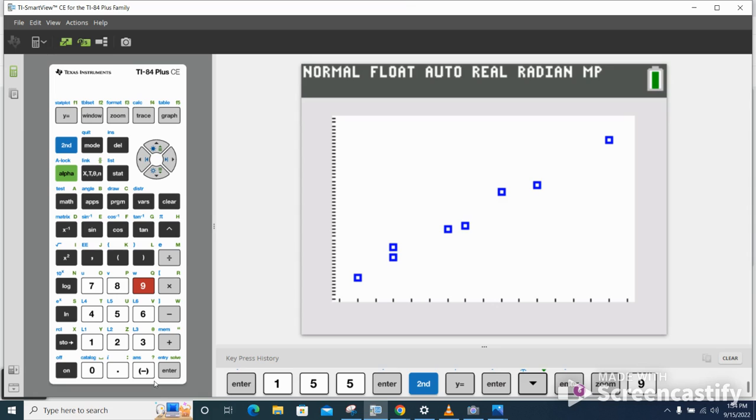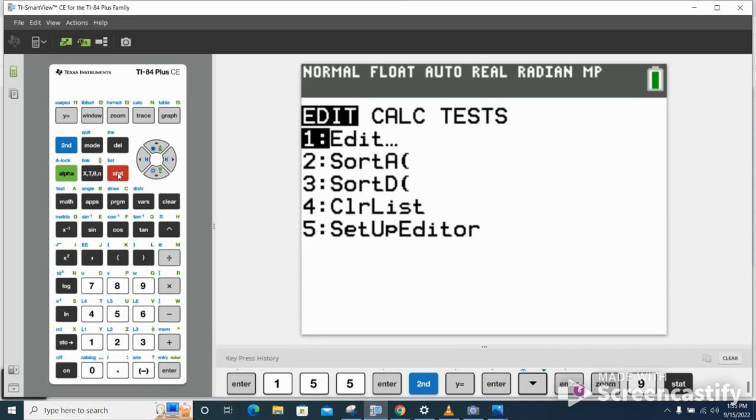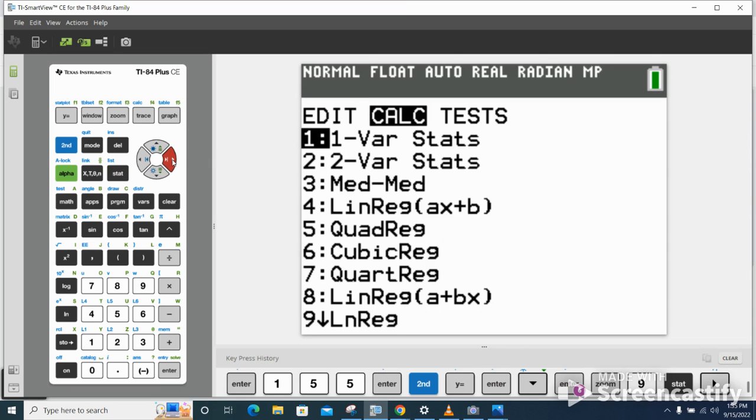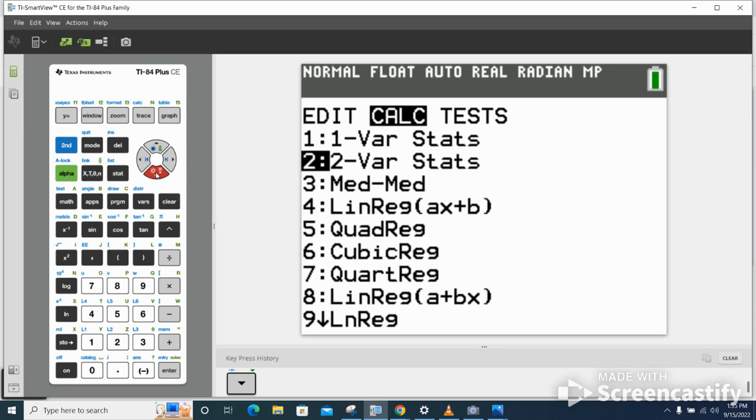What's the fancy math word that we learned? Linear regression. Very good. So what we're going to do is hit the stat button. See where it says calculate? Hit the right cursor till it gets to calculate. There are two linear regressions. We're going to do the first. They're the same thing. They just reverse the order.